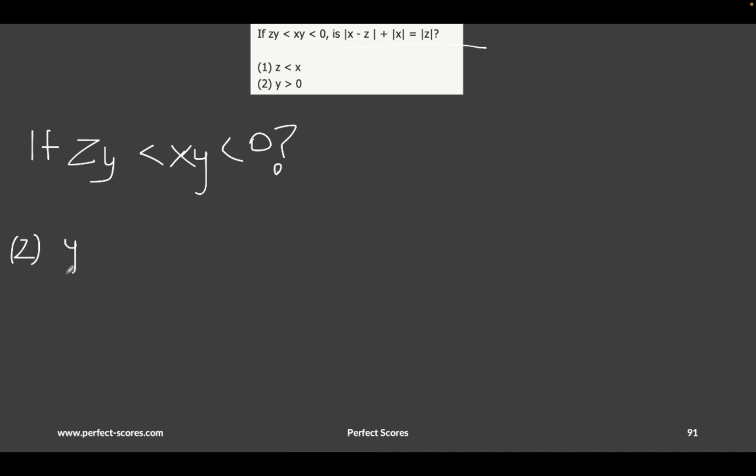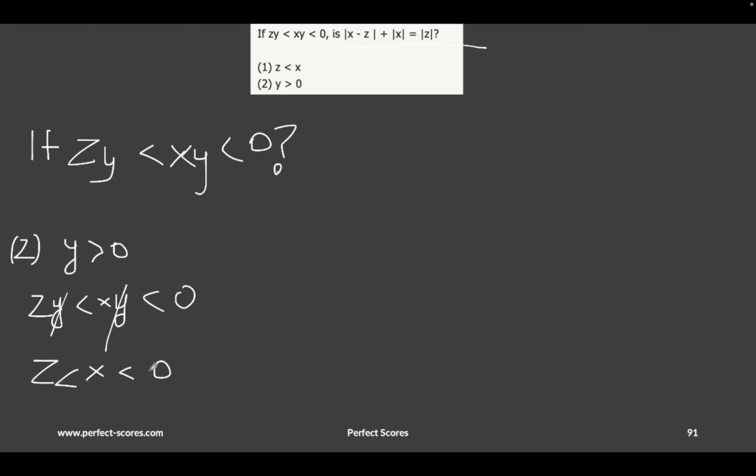So statement 2 says y is actually greater than 0. So if y is greater than 0, then what happens to this inequality? It says zy is less than xy is less than 0. So if y is a positive number, I can just strike y out and keep the signs the way they are, because if you strike a positive number out of an inequality from both sides, you don't have to change the signs. So that means z is less than x, which is less than 0.